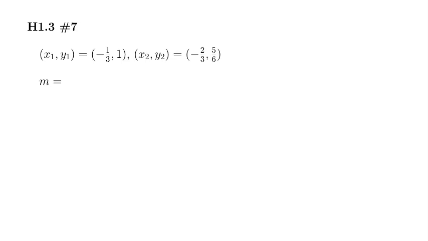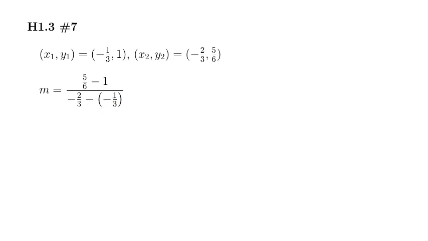Slope is going to be y2, 5/6, minus y1, and x2, which is negative 2/3, minus x1, so we got that. Then we can just simplify this. The numerator is going to be 5/6 minus 1, which is 6/6, so it's going to be negative 1/6. The bottom is a double negative, so you have addition: negative 2/3 plus positive 1/3 is going to be negative 1/3.